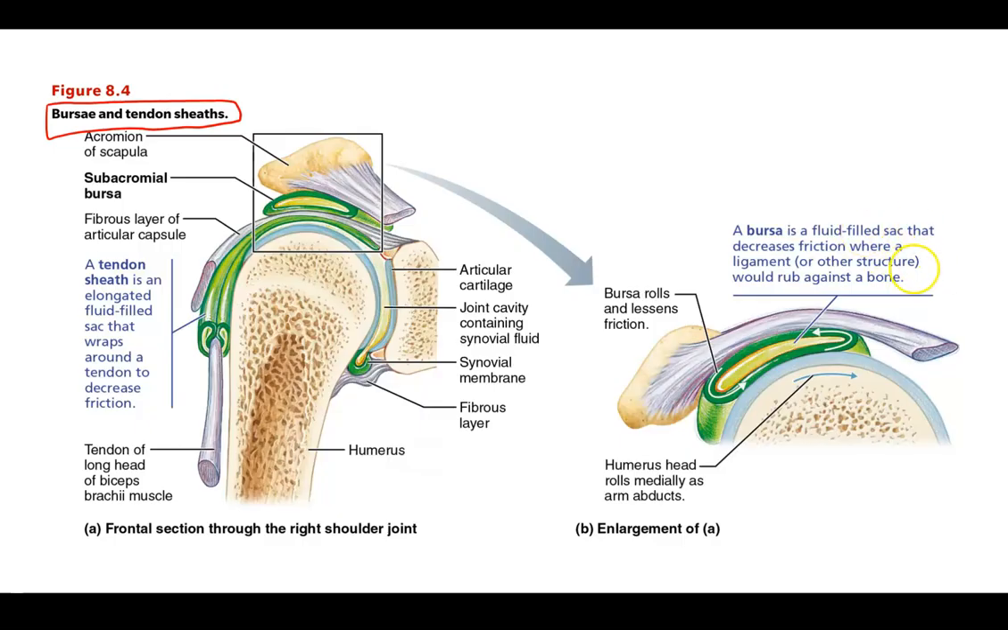A bursa is just a fluid-filled sac that helps reduce friction between two areas. So here, one is between the head of the humerus and this ligament that's going over it. It's just helping reduce friction between the two. And a tendon sheath is the exact same thing, it's just a longer structure. A tendon sheath wraps around a tendon, and similar to the bursa, it's a fluid-filled sac to help reduce friction with things rubbing against each other.